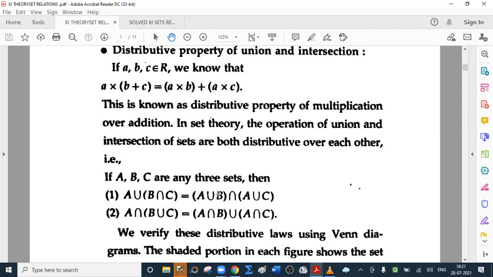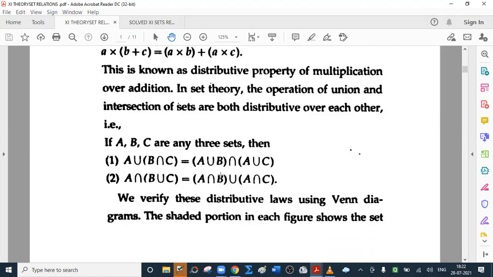Not only that, in many cases you get RHS, and from that you should be able to write LHS. Okay. How will you describe this in words? Union distributes over intersection. Similarly, intersection will distribute over union. So A intersection B union C will be A intersection B union A intersection C. Similarly, A intersection B union A intersection C is A intersection B union C. Now we will verify this using Venn diagram.